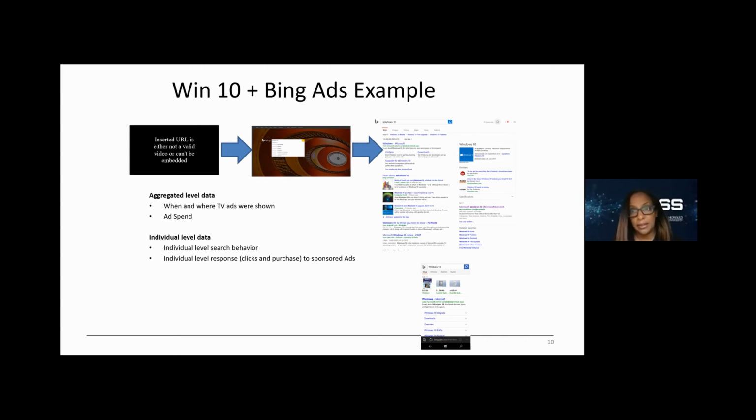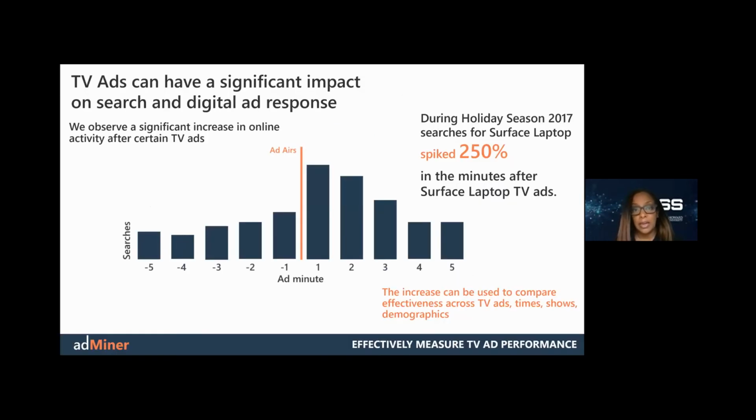So we know a TV ad on linear TV was shown at a particular location at a particular time. And we can ask then, what happens right before the ad was shown and what happens after the ad was shown? We weren't the first to show that there are search spikes after TV ads were shown. Here, the horizontal axis shows minutes before and after an ad, where the negative minutes are 1 minute before, 2 minutes before, 3 minutes before, and the positive minutes are what happens in the minutes after TV ads are shown.